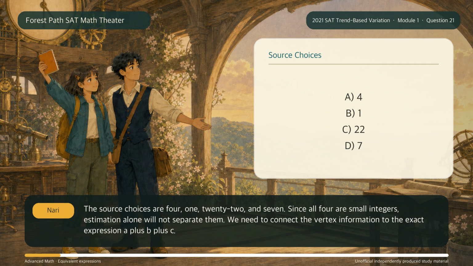The source choices are 4, 1, 22, and 7. Since all 4 are small integers, estimation alone will not separate them. We need to connect the vertex information to the exact expression, a + b + c.